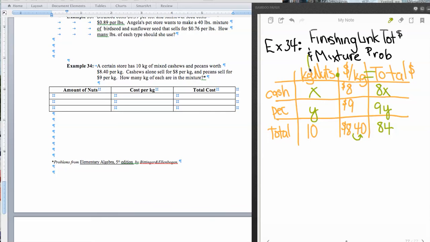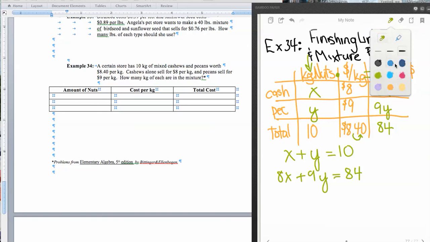And remember, our first equation comes from the first column and our second from the last column. So we have the cashews plus the pecans totaling 10 kilograms, and the value from the cashews plus the value from the pecans being $84 worth. And these are the two that we must solve.